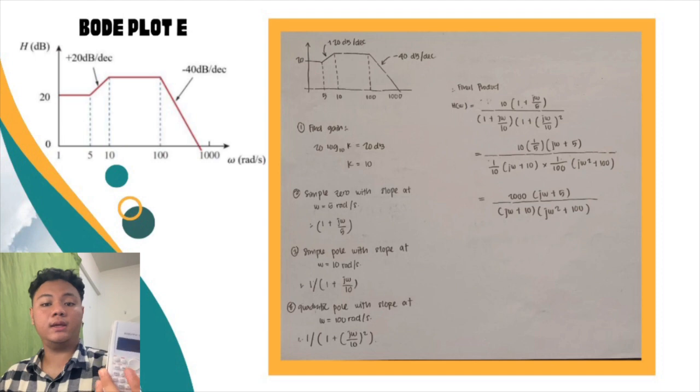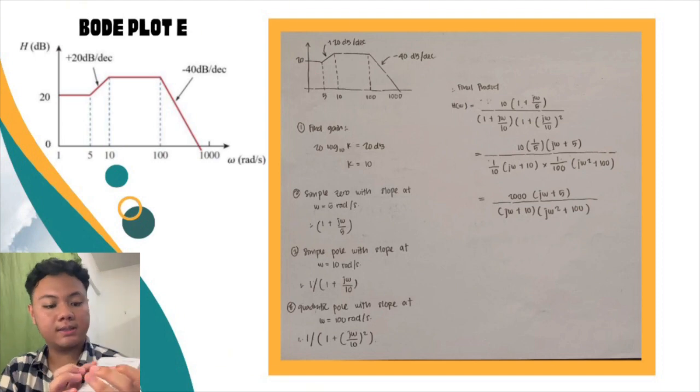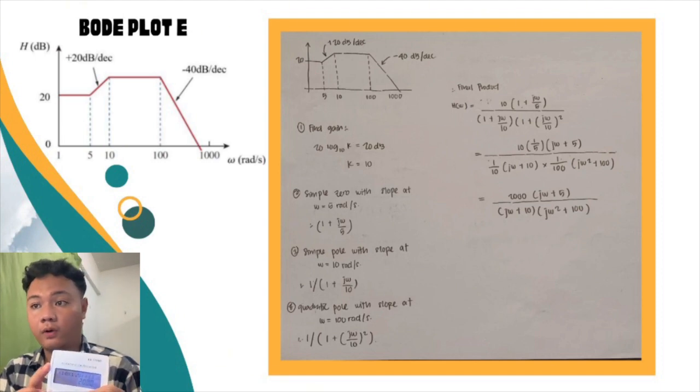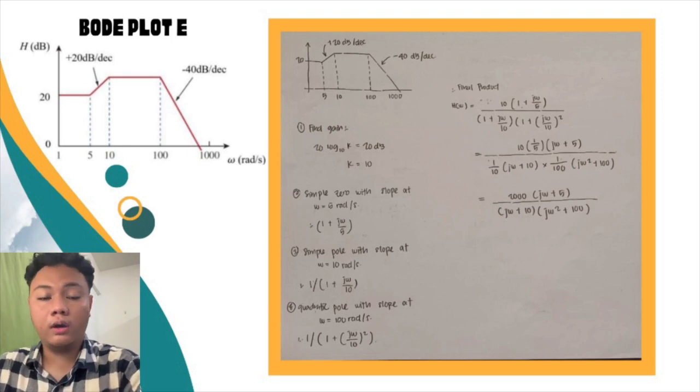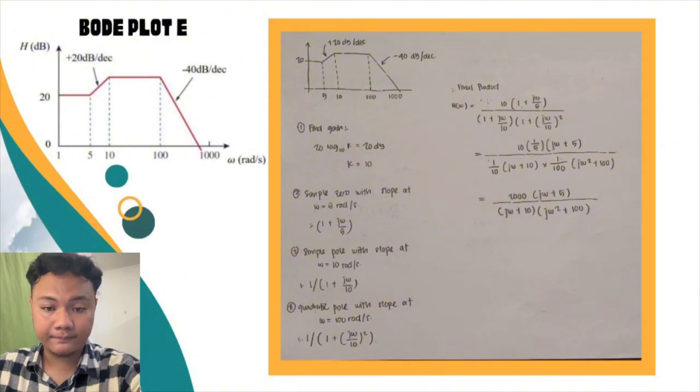As you can see in this calculator, we just insert the values: 10 times 1 over 5, divided by 1 over 10 times 1 over 100. So we got the final value, which is 2000 (jω plus 5) over (jω plus 10) times (jω squared plus 100).